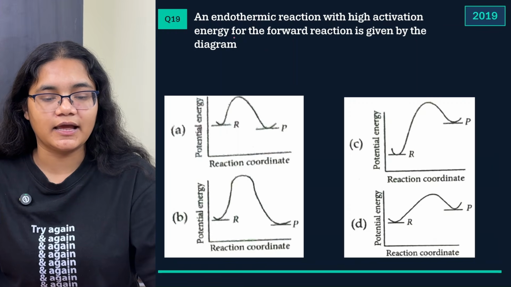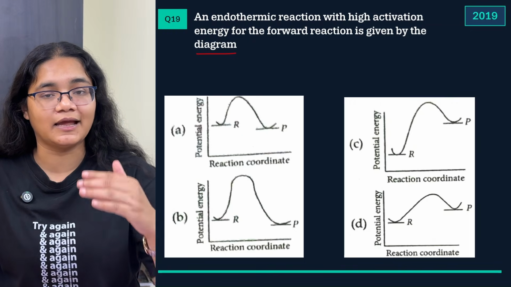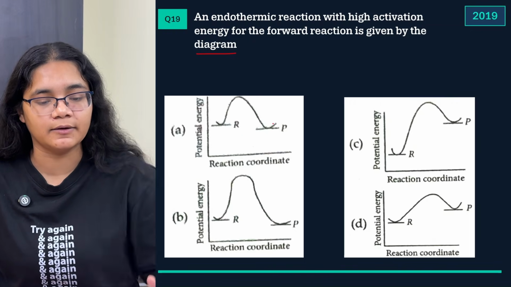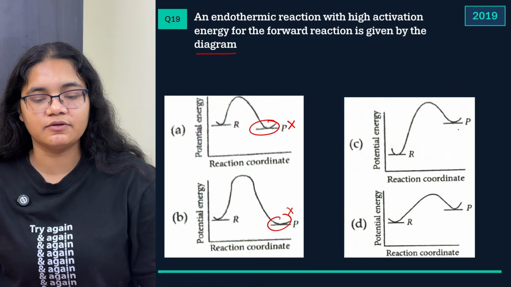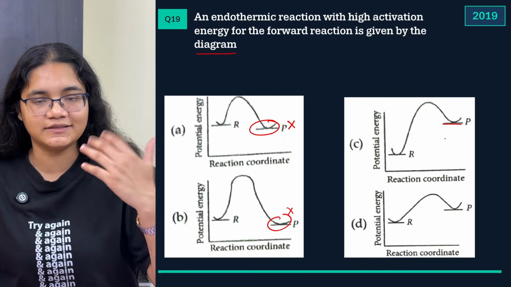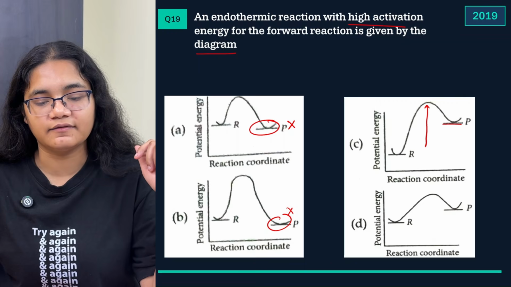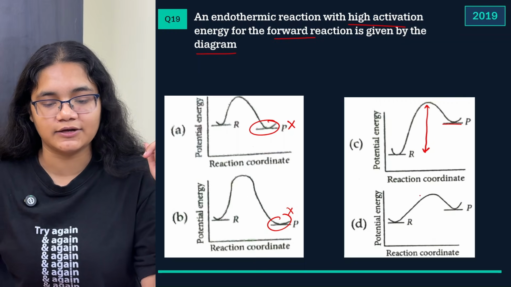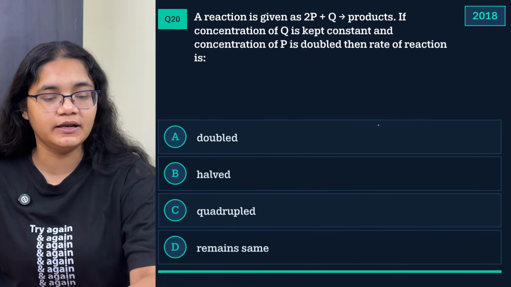Next, an endothermic reaction with high activation energy for the forward reaction is given by. Endothermic reaction means energy of the product should be higher. Here it is lower, so this is incorrect. This is also incorrect. Now here energy of the product is higher. Here also energy of the product is higher. Now the question is asking with a higher activation energy. Here this activation energy is very high for the forward reaction. But if you see here, this activation energy is less. So that is why option number C here.